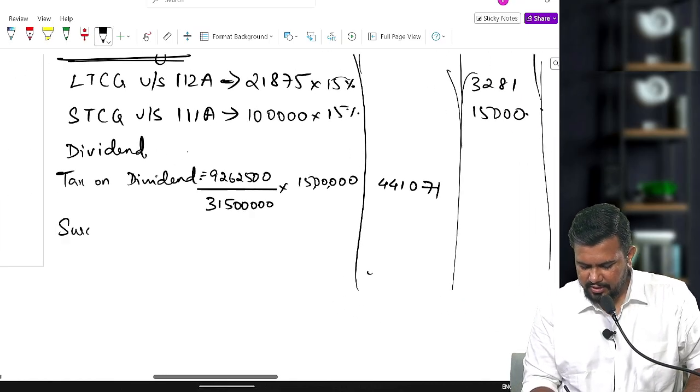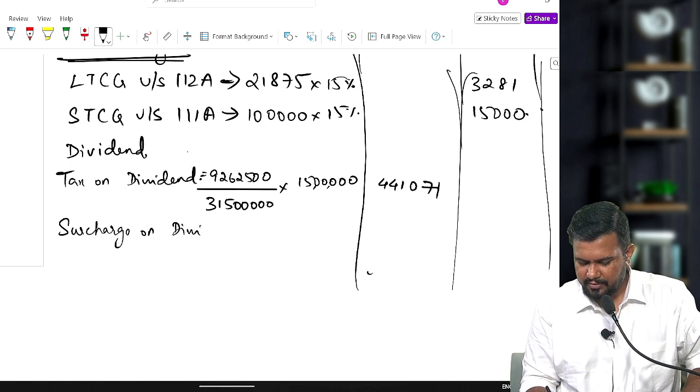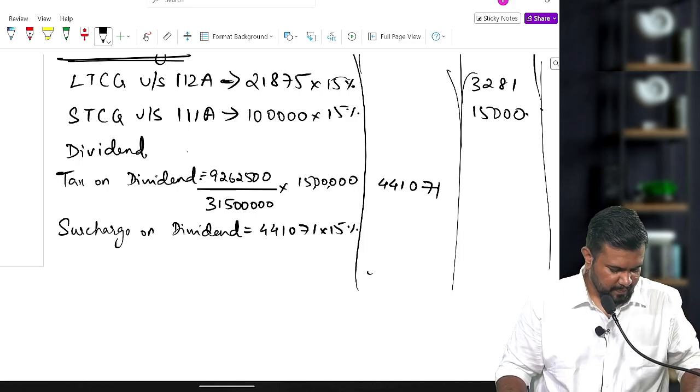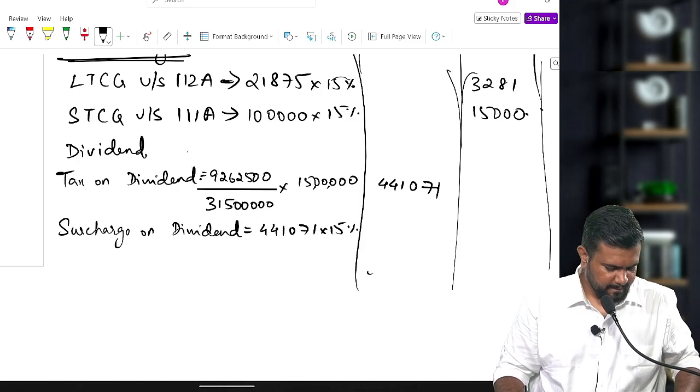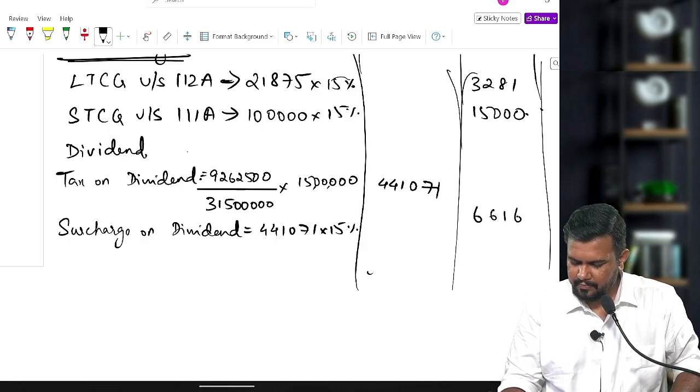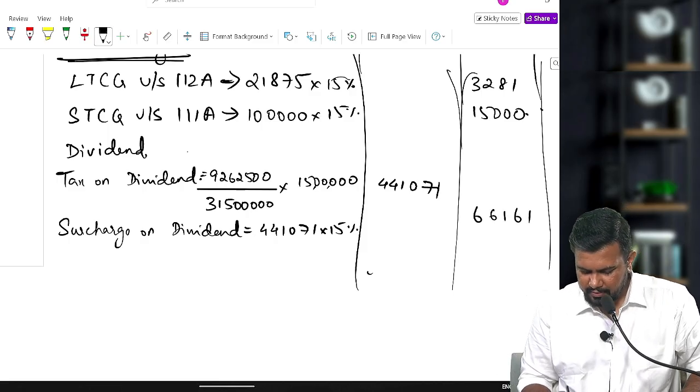Now you can put surcharge on dividend. Surcharge on dividend is equal to 441071 multiplied by 15 percent, which is 66161.